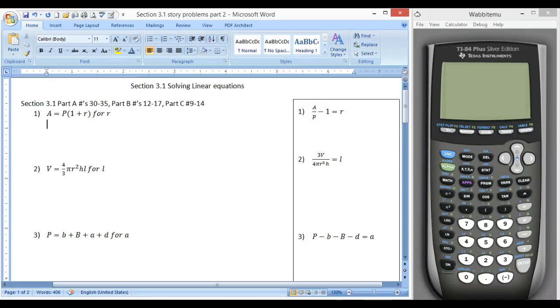Welcome to section 3.1, part 2. This is where we're going to go through some of the harder equations and even some of the story problems. So I've already formatted a couple of things if you watched the part 1.